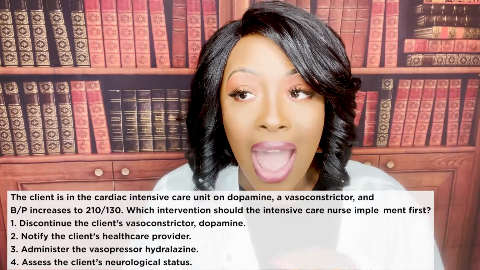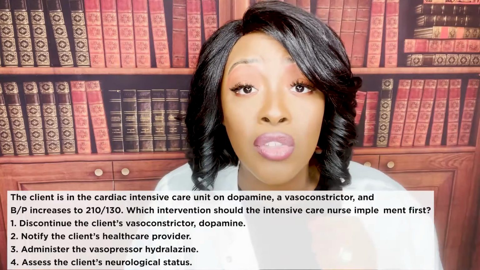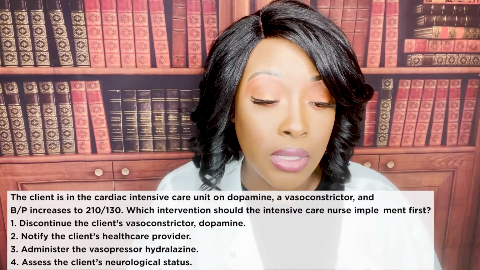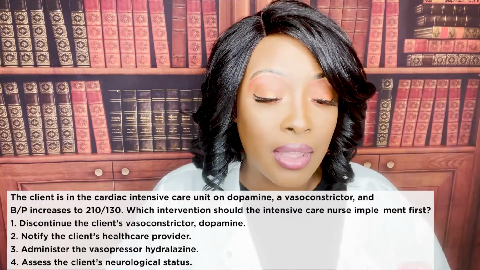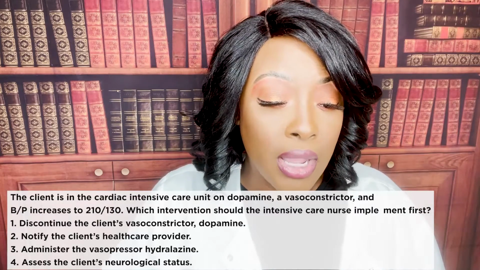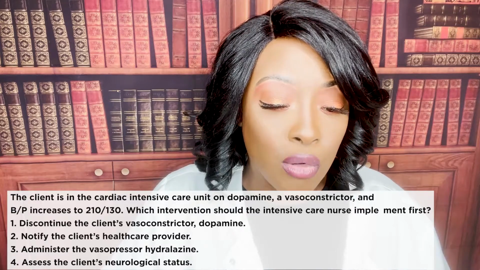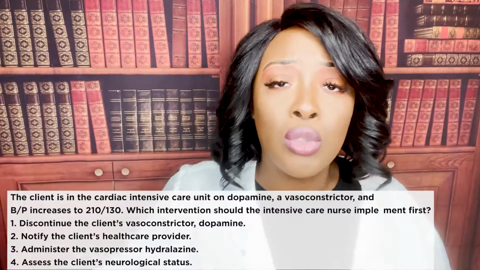Here's why. Obviously, you assess enough to know that that infusion is harming the patient. So the next thing you're going to do is intervention, which is stopping that infusion. That's the first thing you're going to do. Okay? Notifying the doctor, you can do that afterwards. Administer the vasopressor hydralazine? Nope. Assess neurological status? You can do that later.